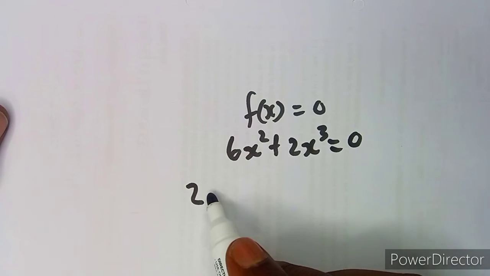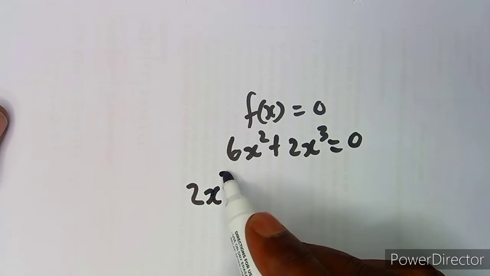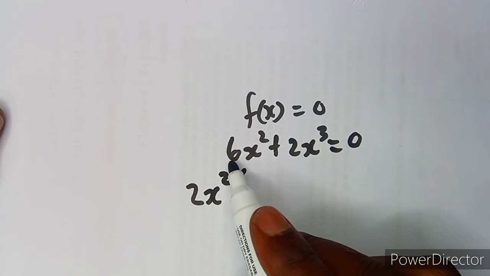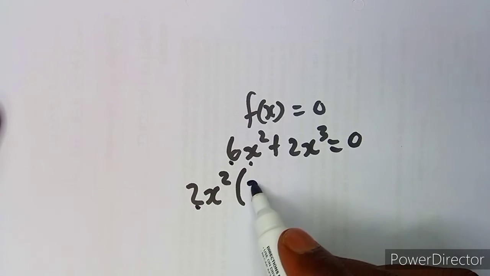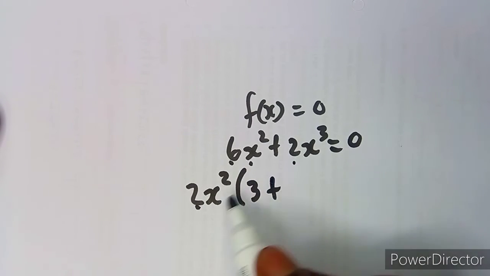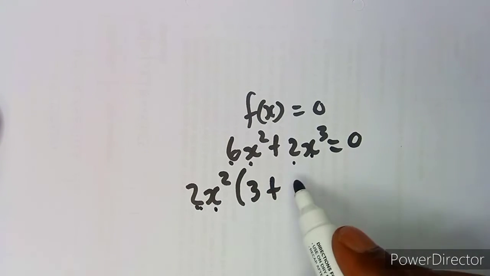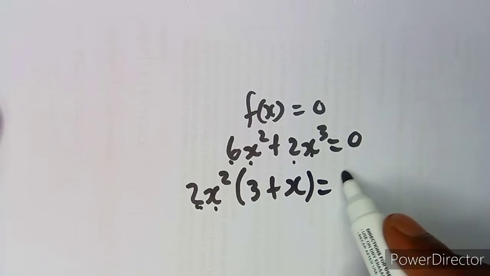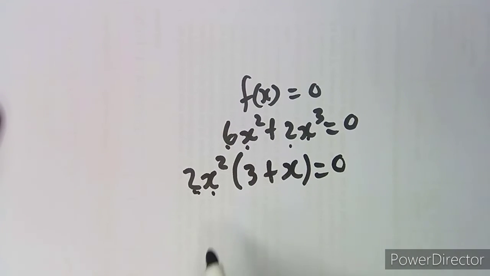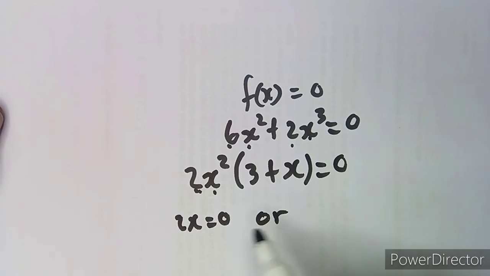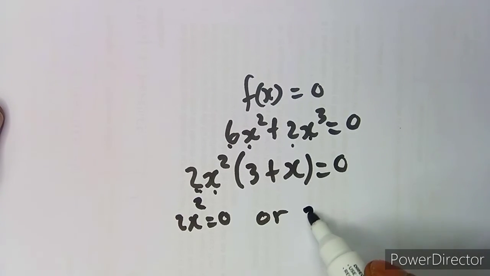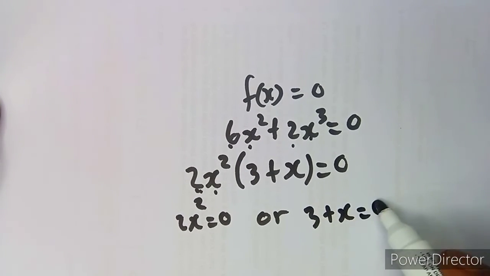So we are going to factor out 2x squared, which is the highest common factor. 6x squared divided by 2x squared, that's 6 and 2, which is 3, plus 2 and 2 cancels, x cubed divided by x squared, which is x, equal to 0. So from this part we shall have 2x squared equal to 0, or 3 plus x equal to 0 again.